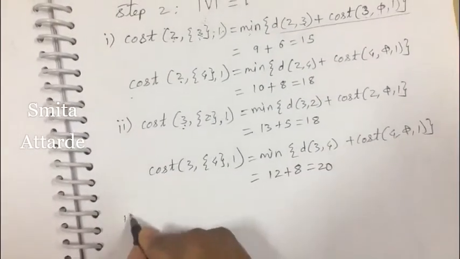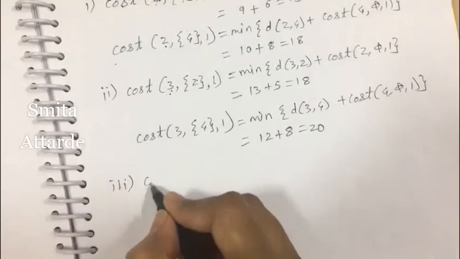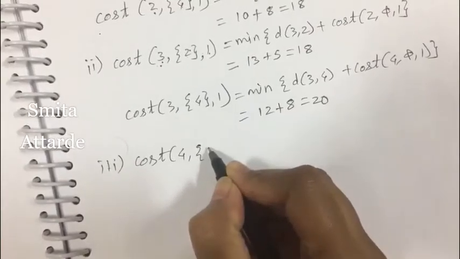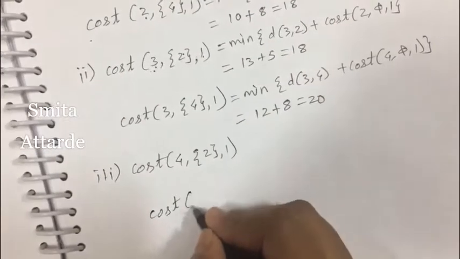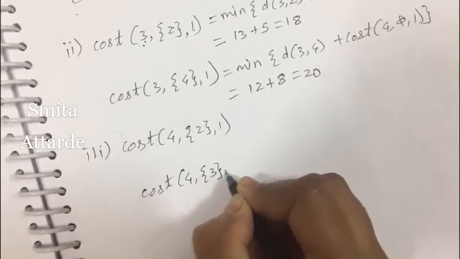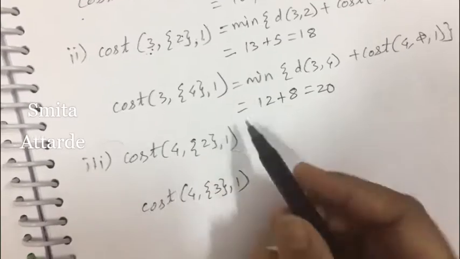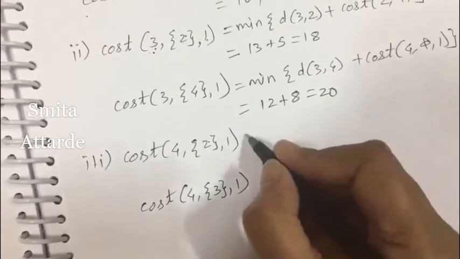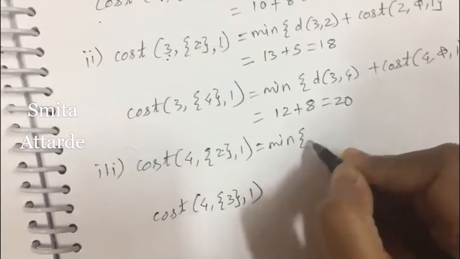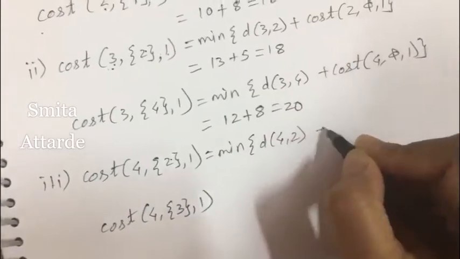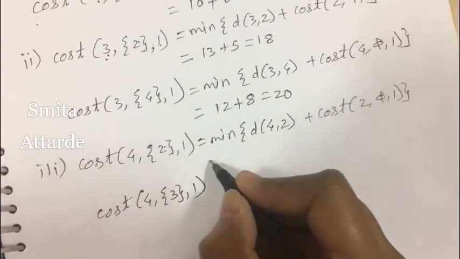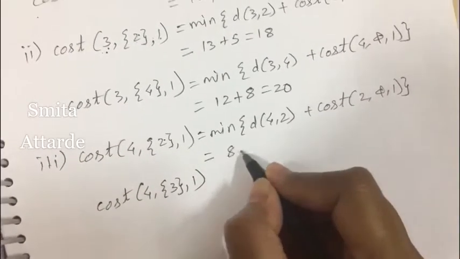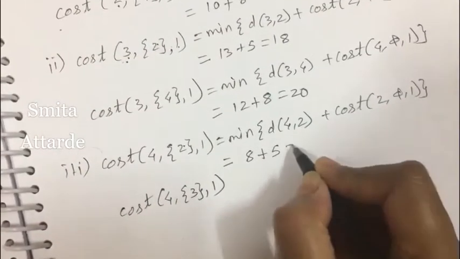Now the third case is path from 4 to 1. So when we are considering 4, the intermediate vertex can be 2 or it can be 3. When we are finding the path from 4 to 1, the intermediate vertex can be 2, can be 3. So we'll solve one by one. This will be distance of 4 2 plus cost of 2, null, 1. So this is equal to 8 plus 5, 13.